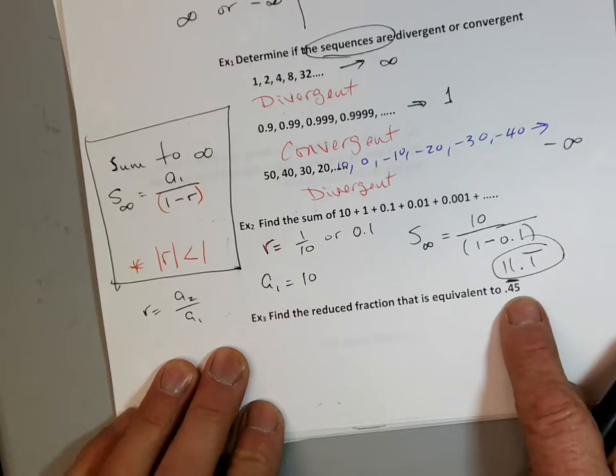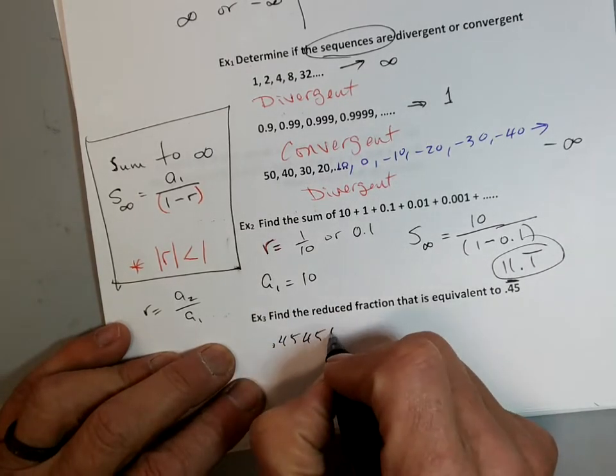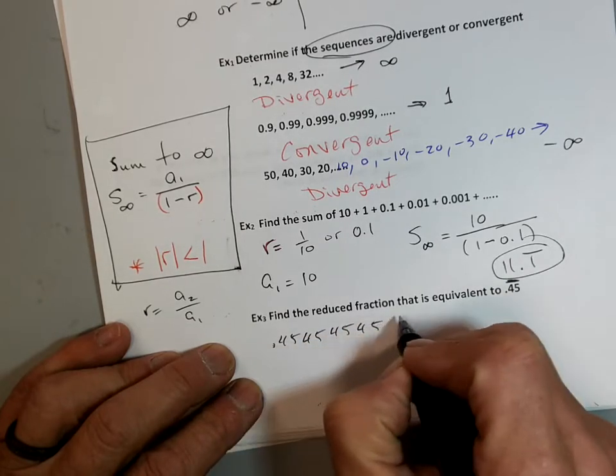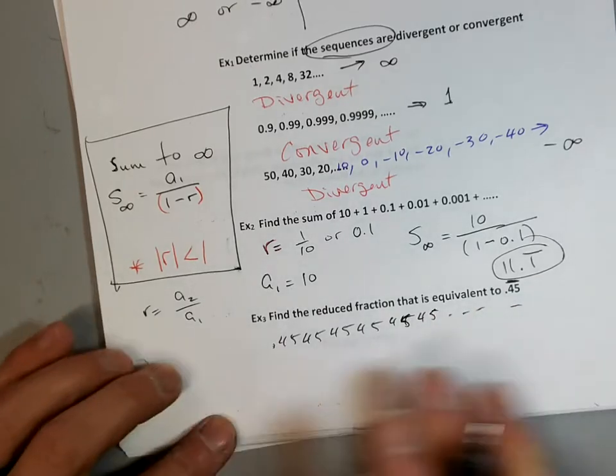Now example 3, 0.45 with a bar over it is the same thing as 0.454545, 4, 5, 4, 5, dot, dot, dot, right?